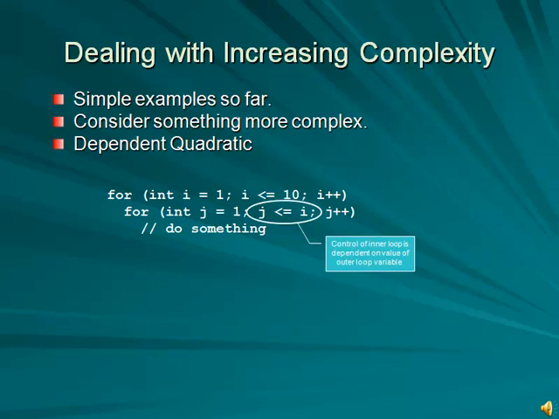That's because the outer loop, i, is a pretty straightforward counting loop, but the inner loop, j, is dependent upon the value of i in order to do its work. So this one's not quite as straightforward. Let's take a look at how we go through an analysis to decide what is the level of efficiency for that kind of algorithm.